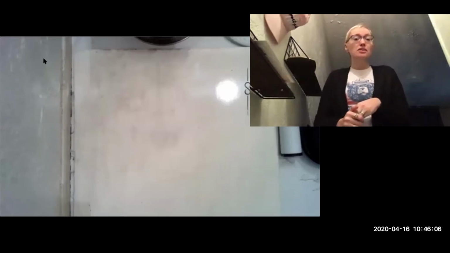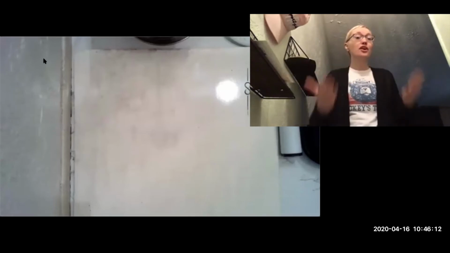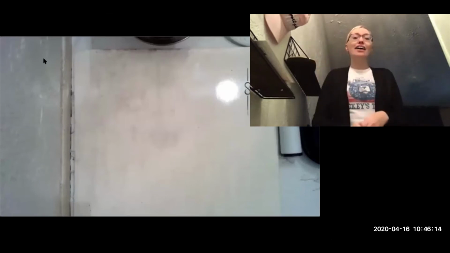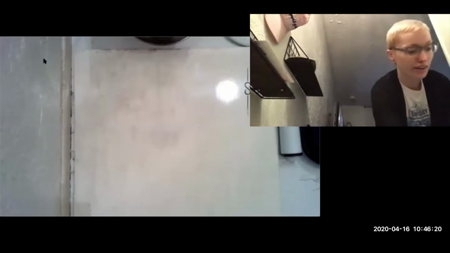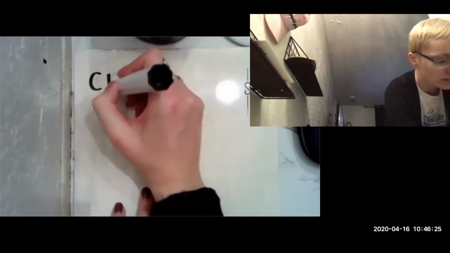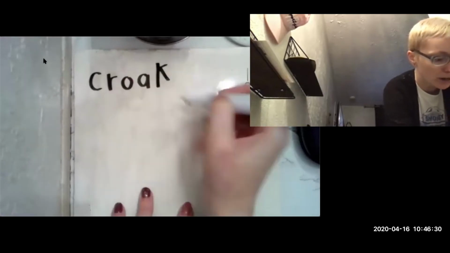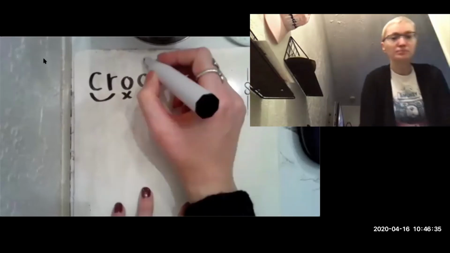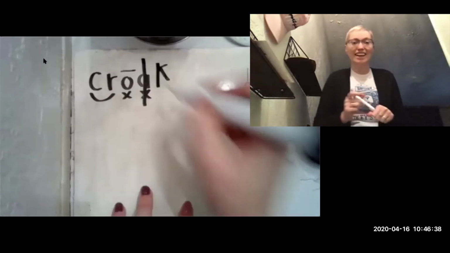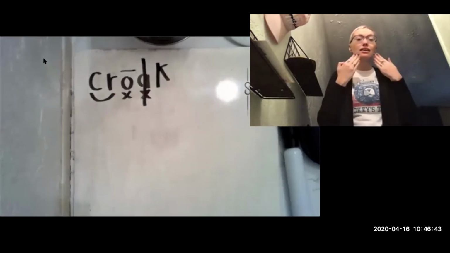So the first word that we are going to write is the word croak, croak. I heard the frog croak. So we're going to go ahead and write that on our whiteboard. Making sure that we are marking everything that we know how to mark. Fantastic. All right, the next word that we are going to write is the word pink, pink.